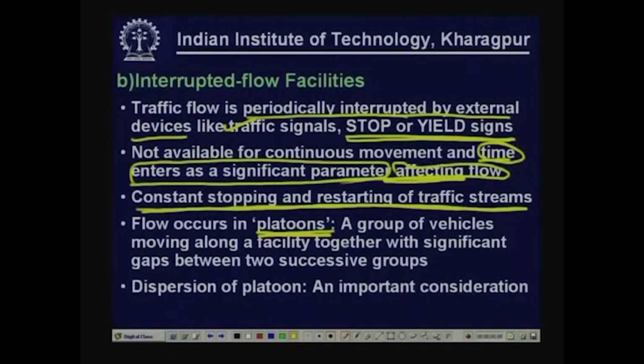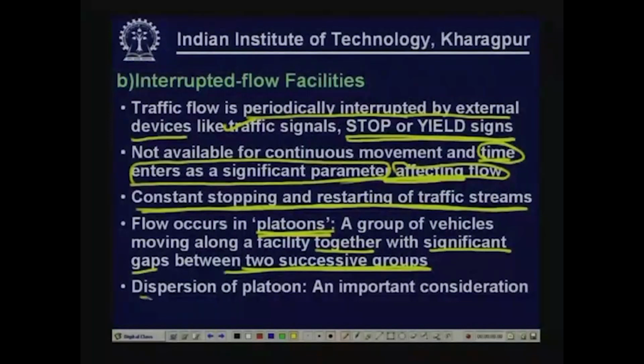If you want to define it properly, you can define it like this: a group of vehicles moving along a facility together with significant gaps between two successive groups. Significant gaps means once you have green, maybe a bunch of vehicles goes, then again red, so there is no vehicle, again green comes, again a bunch of vehicles. So, a group of vehicles moving along a facility together, and there are significant gaps between two successive groups. That is what is defined as platoon movement.